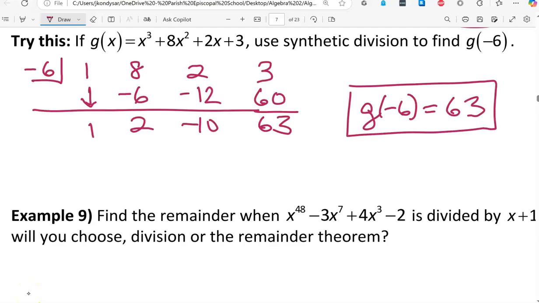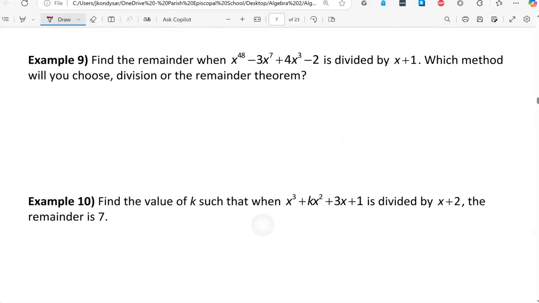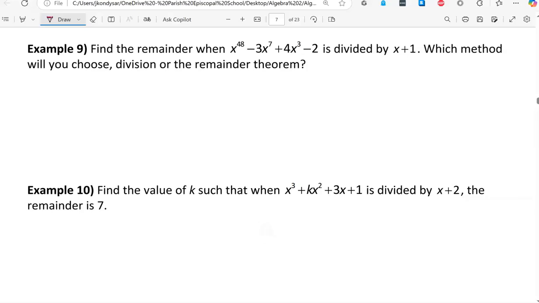Okay, you should have gotten g of negative 6 is equal to 63. All right, let's move on to example 9. In example 9, find the remainder when you divide by x plus 1.